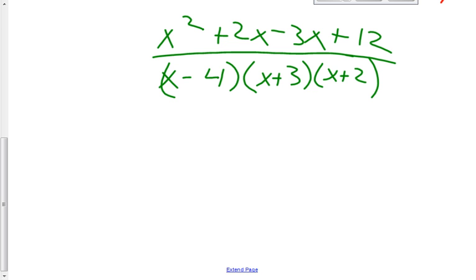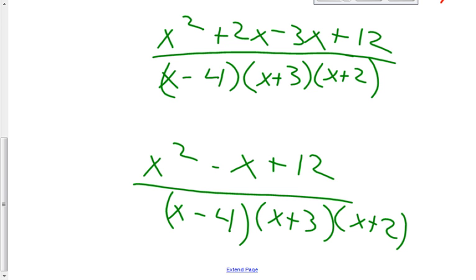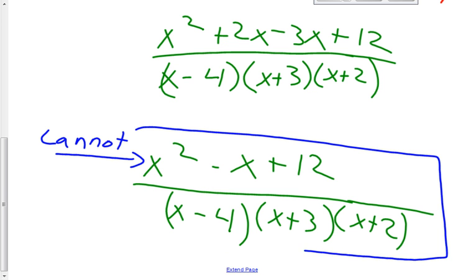Alright, combine like terms. In the numerator, you have an x squared, 2x minus 3x is a negative x, and then you have a positive 12. That over x minus 4 times x plus 3 times x plus 2. Now class, one thing that I've been stressing over and over and over again the past few days is that whenever you see a trinomial, you got to see if it can be factored. So you got to try to factor this one when you get to it on a test. Try, and see if it can be factored. This one, however, cannot. You can try until you're blue in the face, but it will not be factored. So this is our answer.